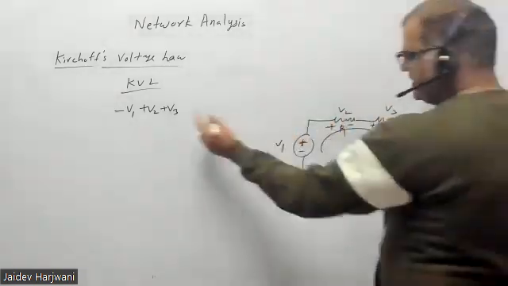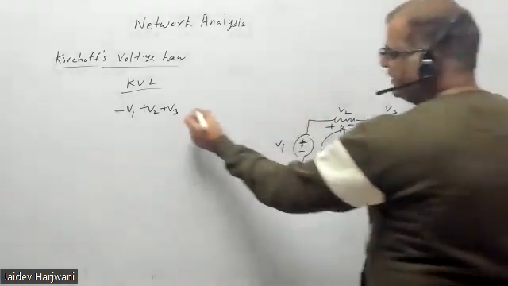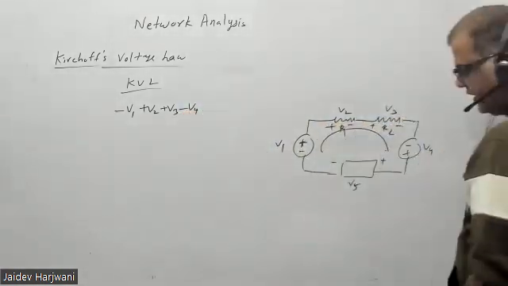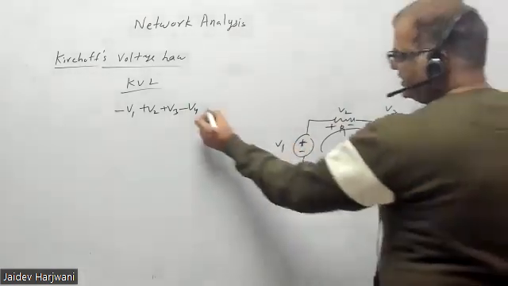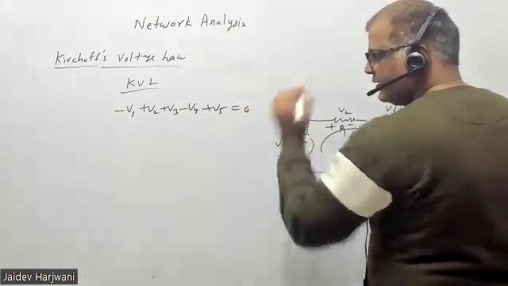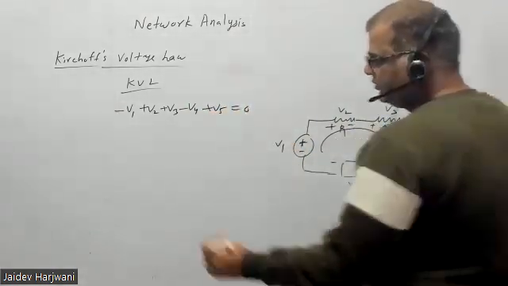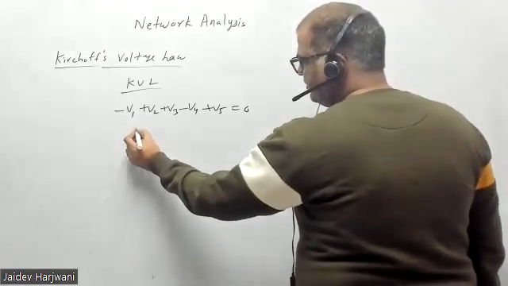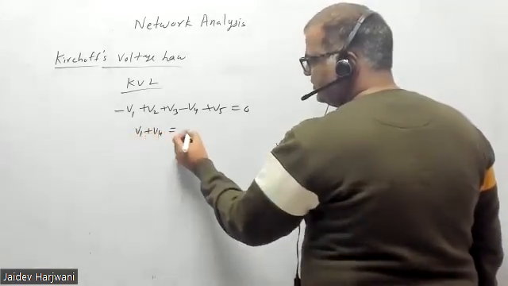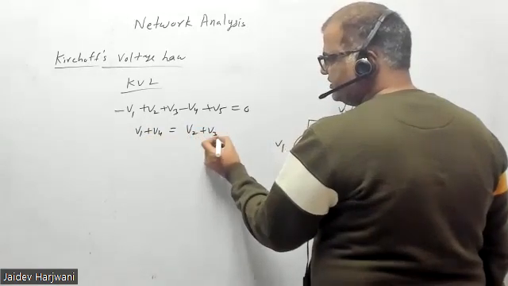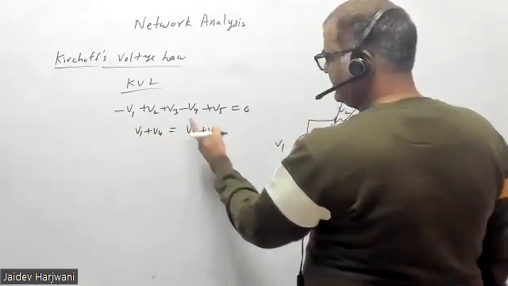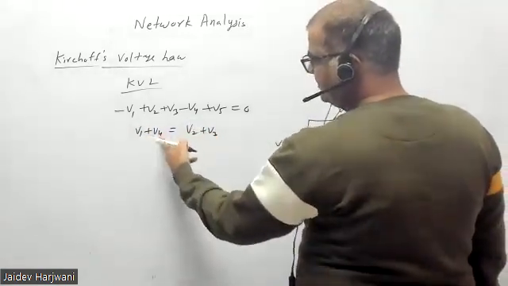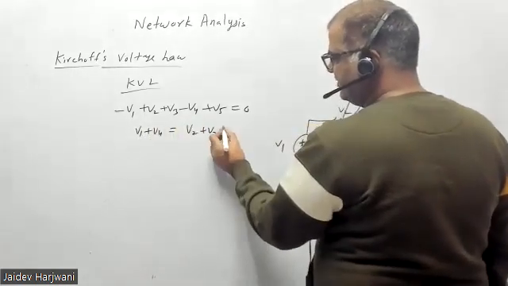Now this will be plus V3. Now you have to write V4, that will be minus V4. Then you put plus V5. Now this is equal to what? V1 plus V4 equals V2 plus V3 plus V5.